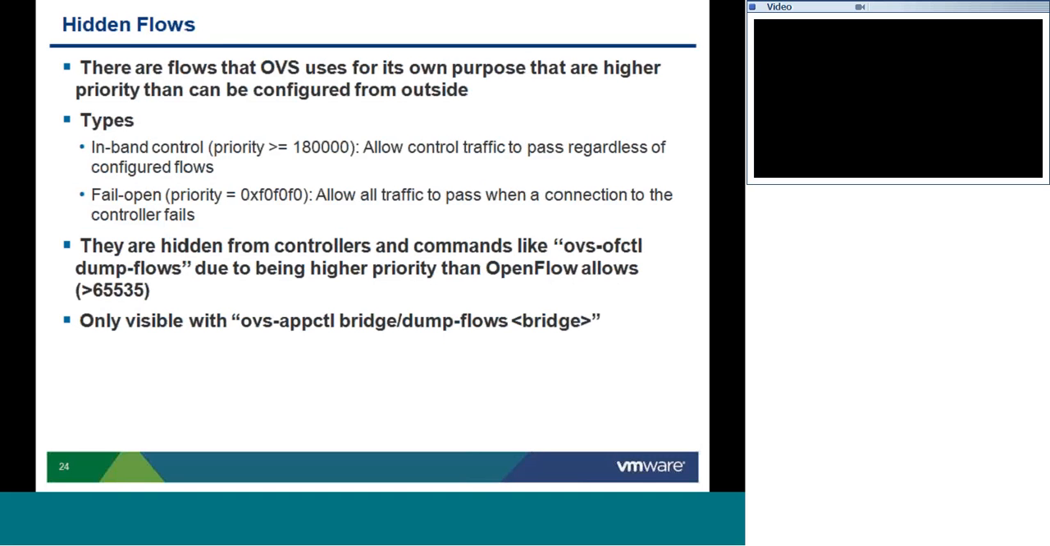Okay, and I mentioned a little bit about hidden flows, that there are certain hidden flows that are not visible to the controller, and we do that by using a very high priority number. So you can't see them with ovs-ofctl dump-flows, so you have to use the ovs-appctl bridge/dump-flows command.